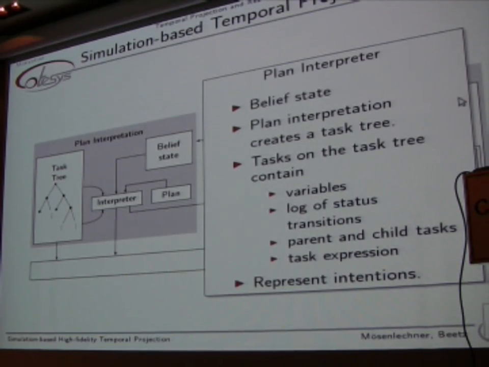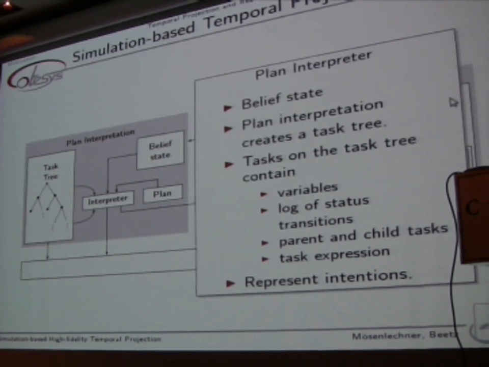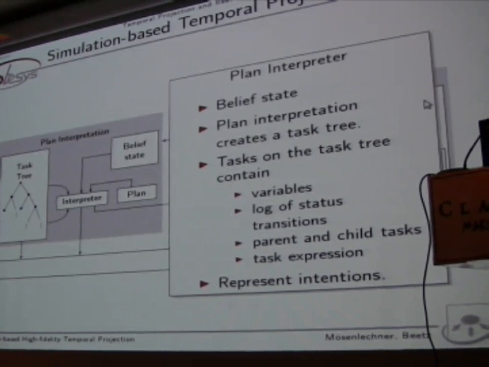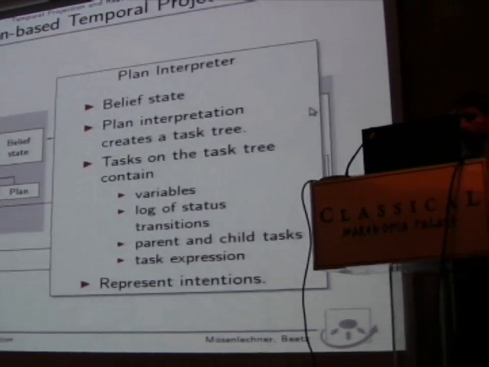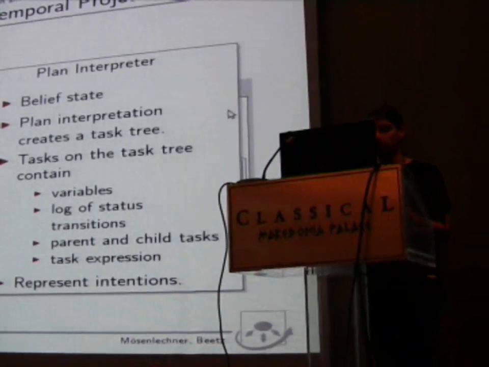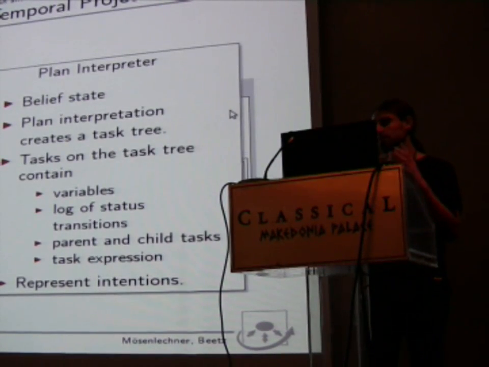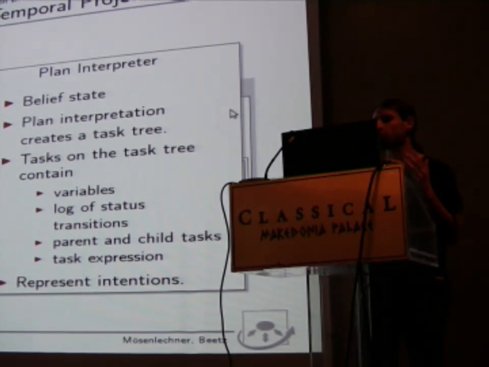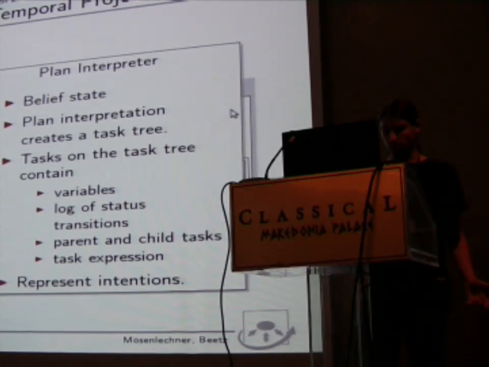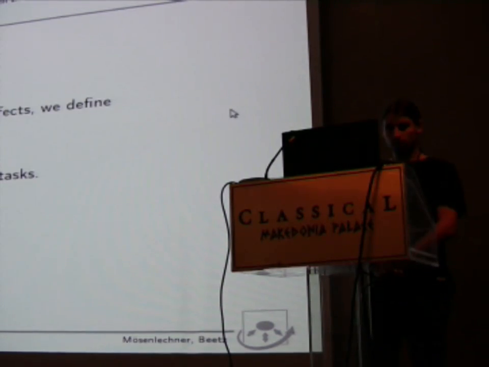We have status transitions, so when a task gets into the state of running, into failure state, or into a done state, or something like this. And we have the complete task expression. And it's very important because this task tree contains information about intentions. So I will come back to this in a few slides later.